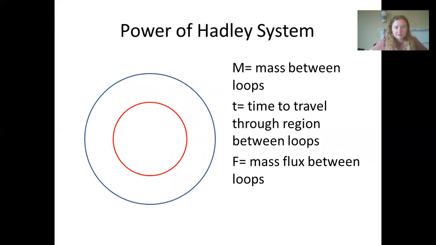Looking at the power of Hadley cells, one way to visualize the calculation of power within Hadley cells is looking at two concentric loops, like are shown here. Basically, mass is moving between those two loops within the system. M is equal to the mass in between the two loops. T is equal to the time that it takes to travel between the two loops. And F is equal to the mass flux between the loops.